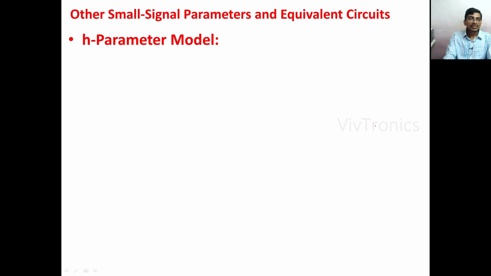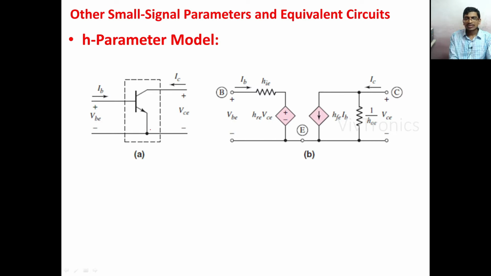Now we are going to see the H parameter model of the equivalent circuit. Here also we are assuming the transistor as a two-port network. In the H parameter equivalent circuit, we will have these many components. At the input side, from the base to emitter terminal, we have HIE, which is the input resistance, and a dependent voltage source HRE into VCE. The input voltage is VBE and the input current is IB.